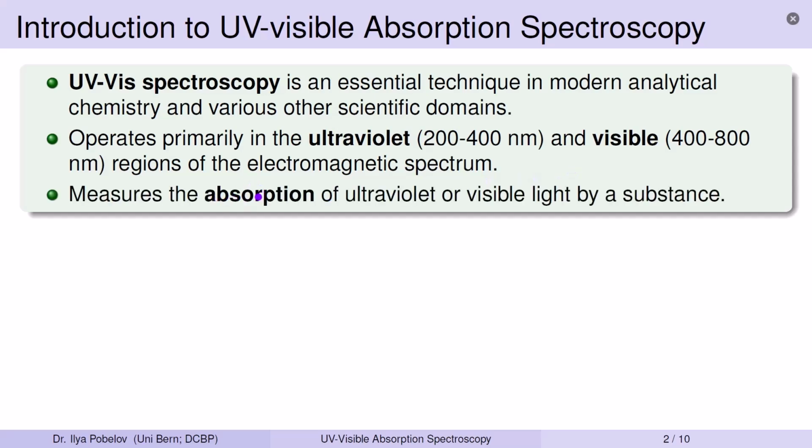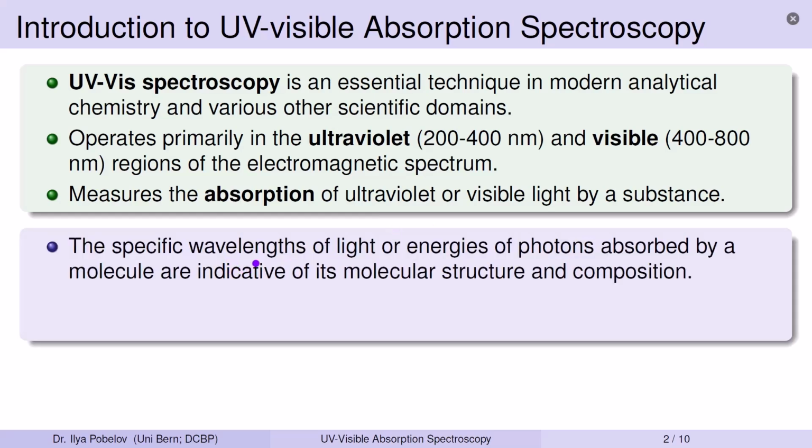More specifically, UV visible spectroscopy measures the absorption of ultraviolet or visible light by a substance. When molecules absorb UV or visible light, their electrons get excited to higher energy molecular orbitals, transitioning from a ground state to an excited state.